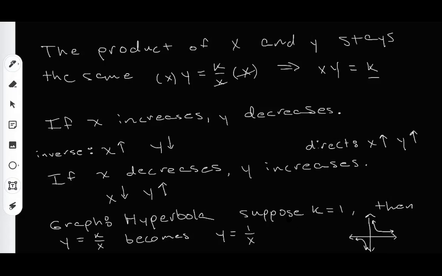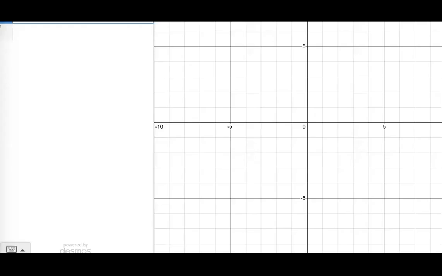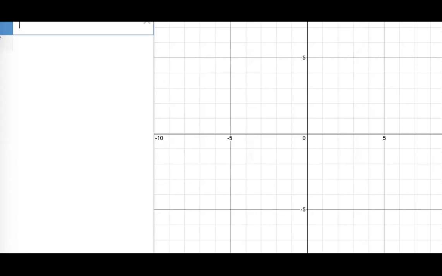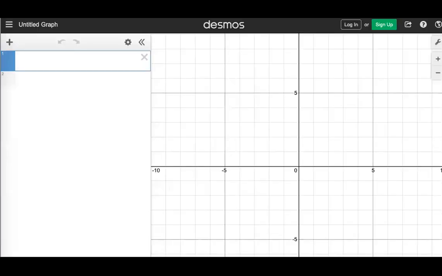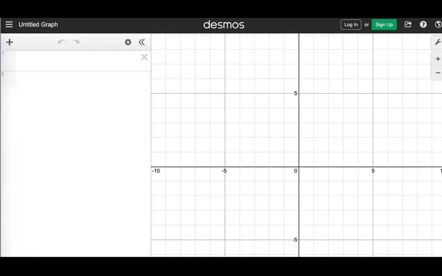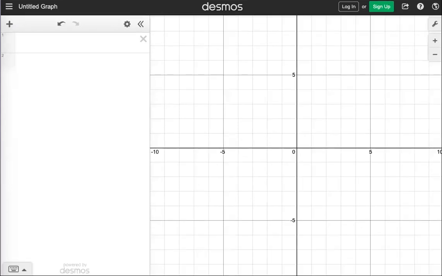Right? Okay, so what is a hyperbola? Well, let's go over to Desmos and let's graph y equals 1 over x. So let me go ahead and resize the window. Just give me a minute. Okay, perfect.